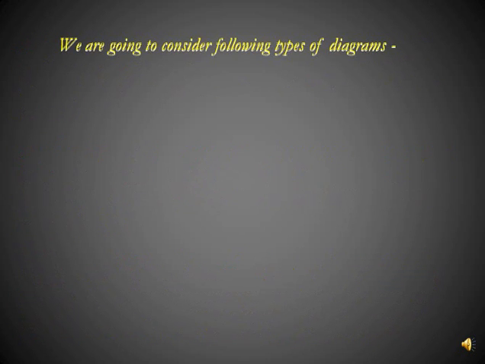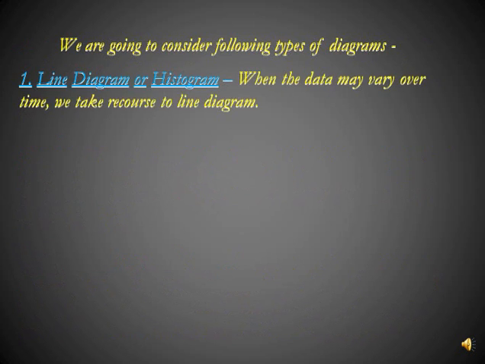Now, we are going to consider following types of diagrams. First is line diagram or histogram. When the data vary over time, we take recourse to this line diagram. In a simple line diagram, we plot each pair of values of t, yt representing the time series at the time point t in the t-y plane. The plotted points are then joined successively by line segments and the resulting chart is known as line diagram.